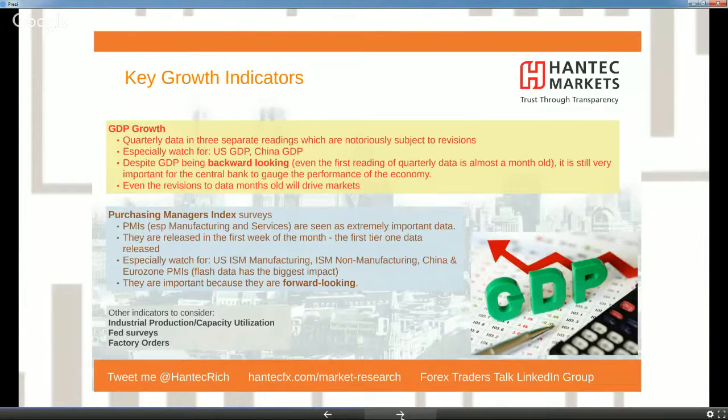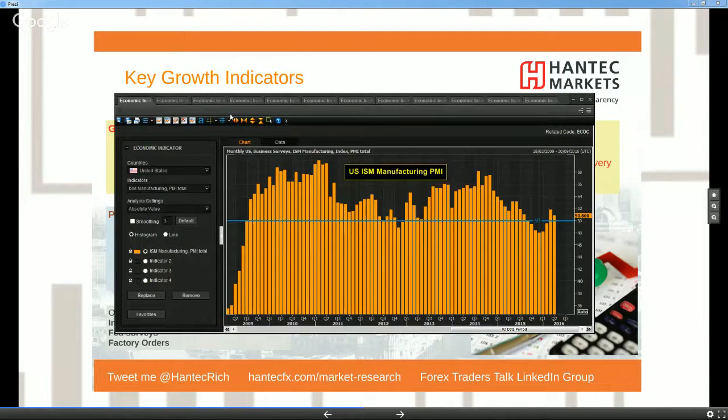I'm increasingly looking at the Fed surveys actually. Now let me just show you the Fed surveys. Oh, before I get into that, here's the ISM manufacturing data for the US.